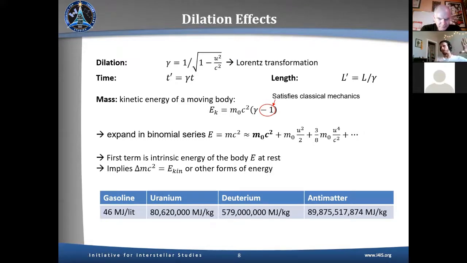You can only do that for specific atoms where the energy difference is such that you get some energy out of it after you fuse the atoms. And antimatter, of course, would be the complete conversion of the rest mass itself into energy, which is one of the most efficient processes. Very desirable, but we haven't been able to do it yet.